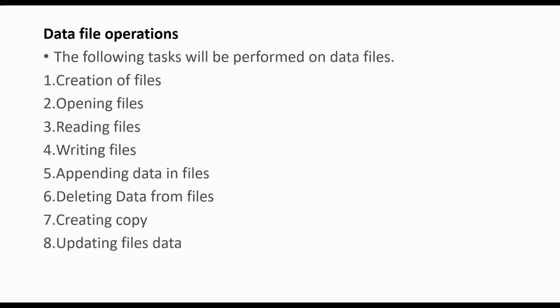As we have seen CSV, binary and text files, there are different types of operations which can be performed on a file. In the beginning, you have to create the file and then open the file, and read the file, or write into the file before reading. Appending is nothing but adding data to the existing file, and it is added at the end. Then deleting, creating a copy, updating files. In our CBSE, we don't have deleting and we are not going to create any copies of the file.